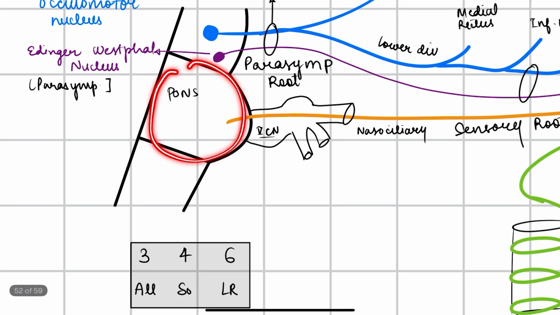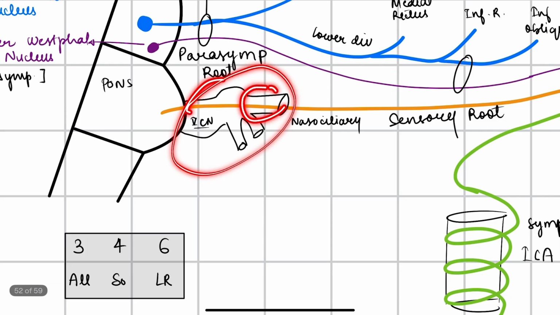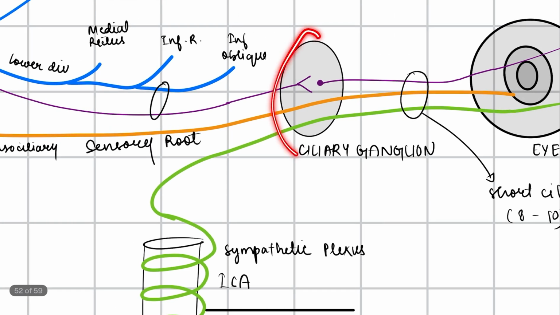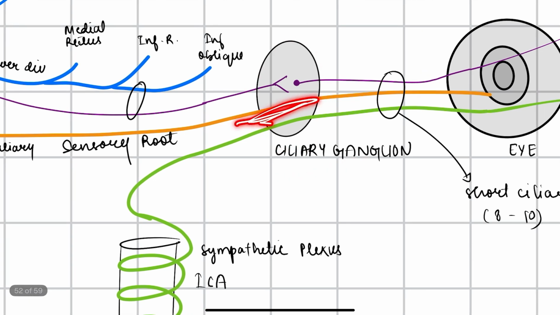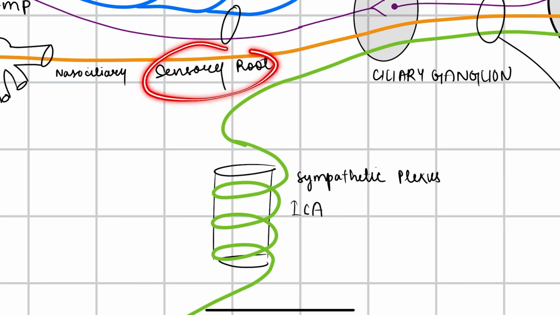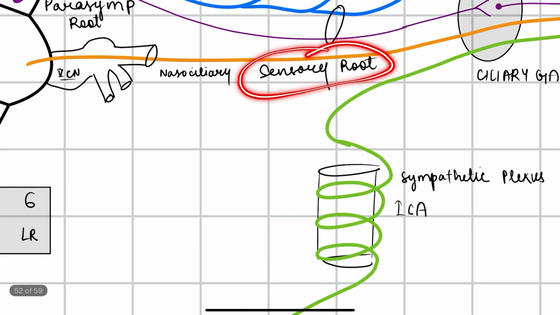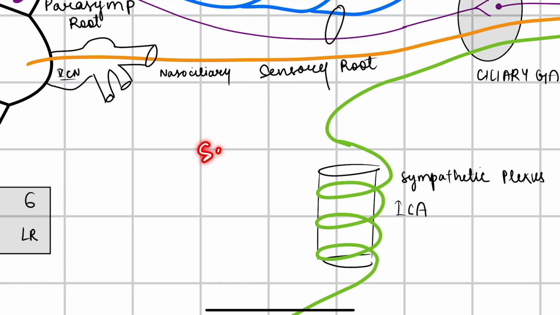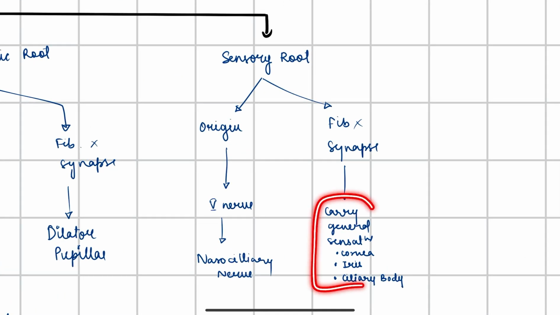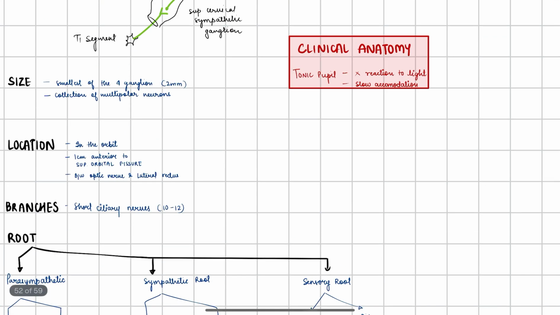Then the pons region, from where there is a part of the trigeminal, the ophthalmic division, from the nasociliary part the sensory root comes, and it's not relaying in the ciliary ganglion, without making a synapse, it moves and it supplies the eye. And the sensory root supplies the general sensations, and it only carries the general sensation to the cornea, iris and ciliary body.